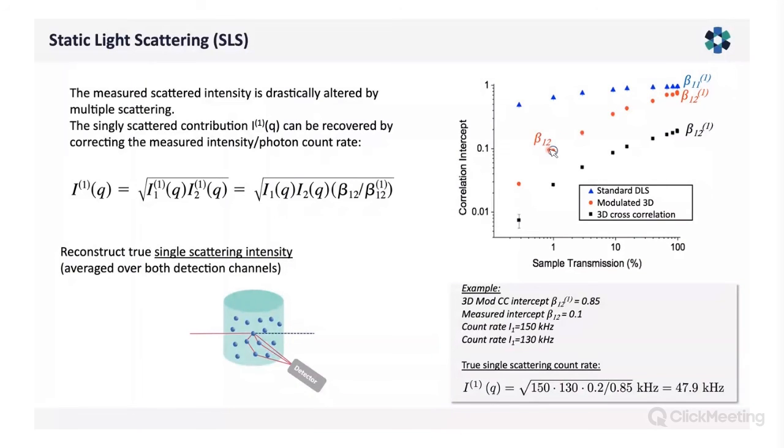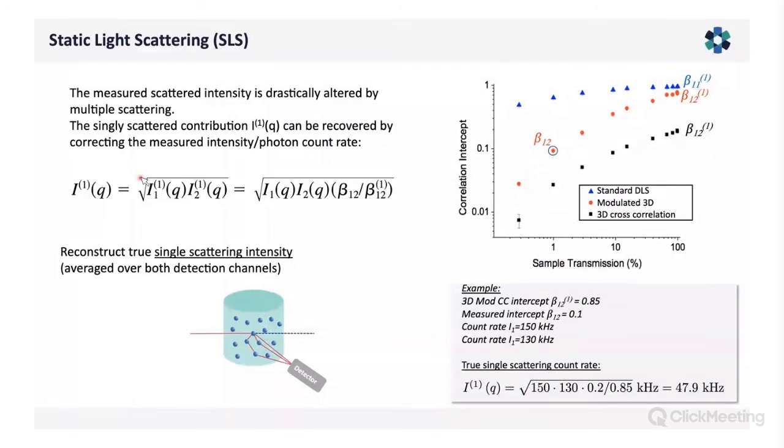The multiple scattering doesn't contribute to beta, but the single scattering does. And the more multiple scattering you have, the lower the signal, the lower the intercept. But this you measure, so you measure this value. Now you can back calculate how much of the light that you measured is single scattering and how much is multiple scattering.